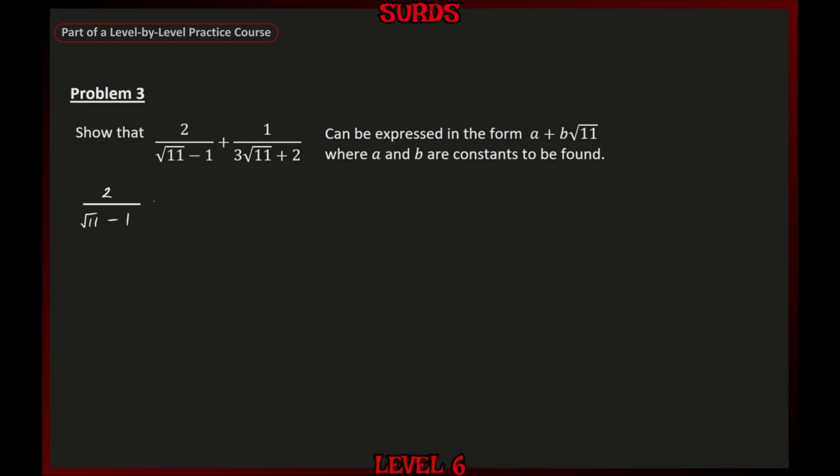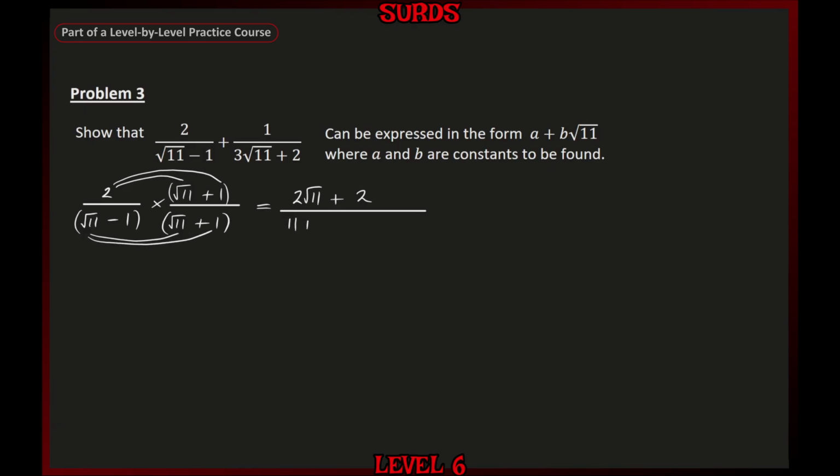So starting with the first fraction, we need to rationalize, and we can do this by multiplying together the top and bottom by the conjugate of root 11 minus 1, which is root 11 plus 1. Just need to make sure that these go into brackets so that we're now ready to multiply. So starting with the numerator, we have 2 times root 11, which is 2 root 11, and then 2 times 1 gives us plus 2. In our denominator, we have root 11 times root 11, which is 11, root 11 times 1, which is plus root 11, minus 1 times root 11 is minus root 11, and minus 1 times 1 is minus 1.